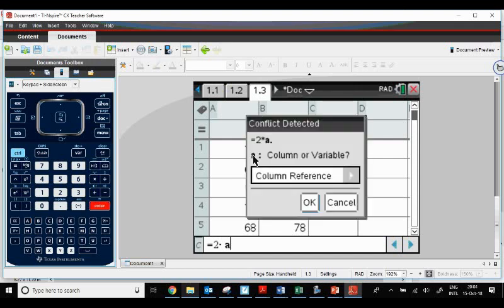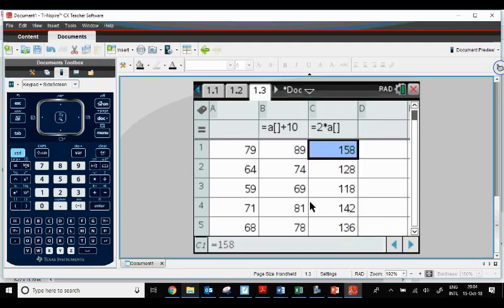It's asking now, is A a column or a variable? Because you might have had the value A stored somewhere else in the calculator to mean something. So I don't want that now. I want it to be a column reference, so I will press OK. And there we go. Now I've got all my information here.